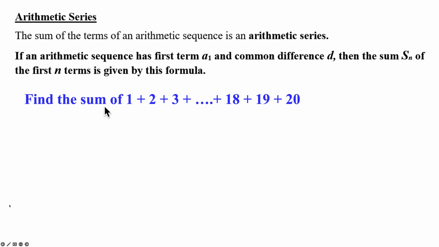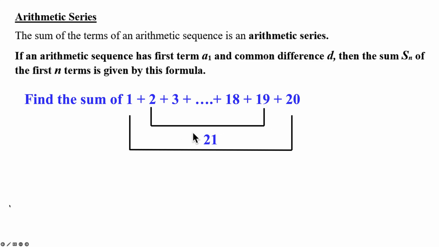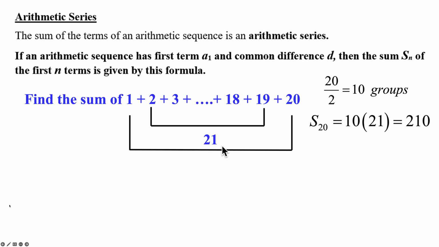All right, well, I'm not going to go 1 plus 2 plus 3 plus 4. That's crazy. What I'm going to do is take the first term, add it to the last term. That's 21. Now, the second term and second to last term is also 21. And 3 and 18 is 21. If I group them like this, I will have, let's see, 20 numbers divided by 2 is 10 groups. So I'm adding 10 21s, which means that's 21 times 10 or 10 times 21. My sum's 210.